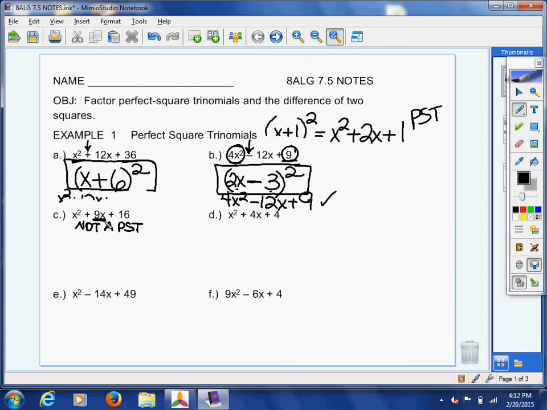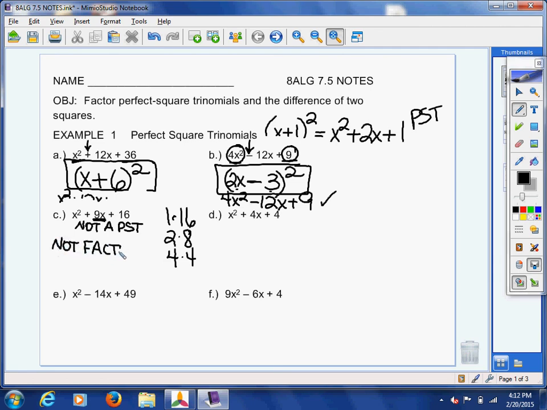So is it even factorable to begin with? Well, you're not going to be able to use your shortcut here. You're going to have to make a list of your factors of 16, and here are your factors of 16. Do any of them add up to be 9? And you know what? None of them do. So it's not only not a perfect square trinomial, it's also not factorable.